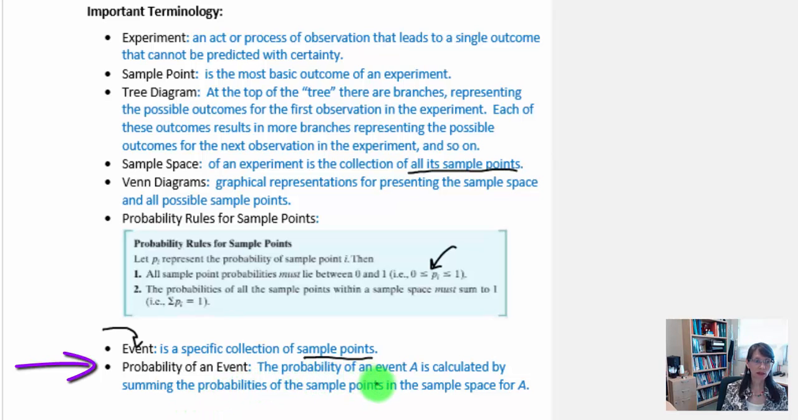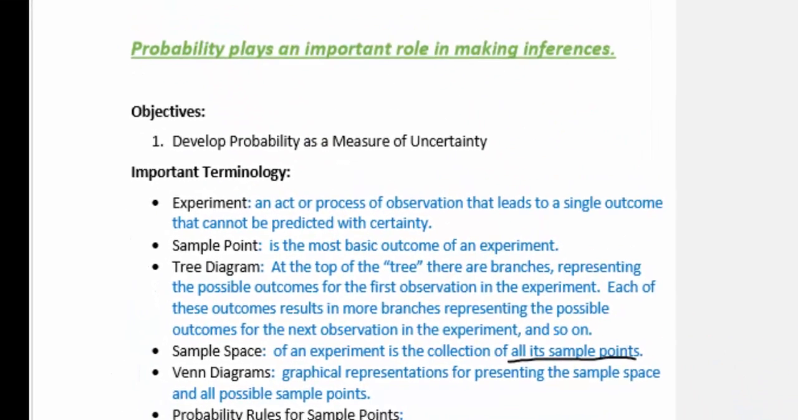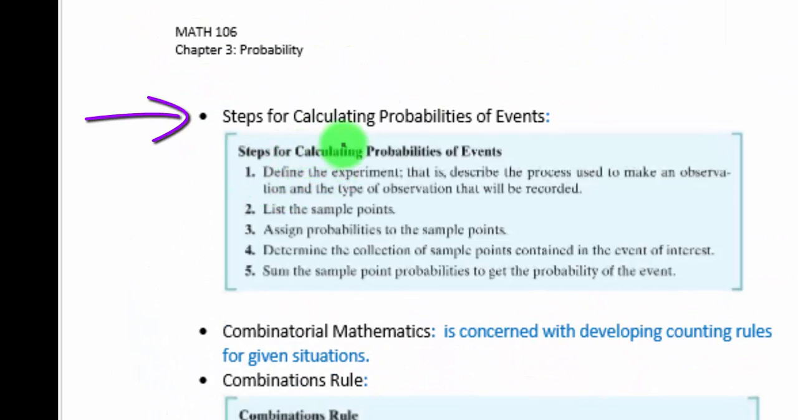The probability of an event A is calculated by summing the probabilities of the sample points in the sample space for A. Next, we'll talk about the steps for calculating probabilities of events. The first thing is we need to define the experiment. In order to do that, we're going to describe the process used to make an observation and the type of observation that will be recorded.